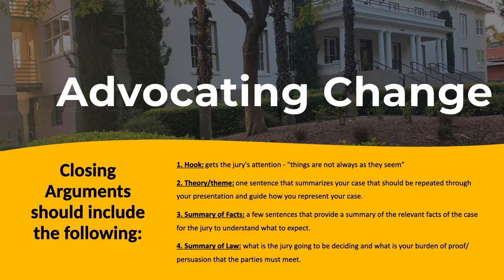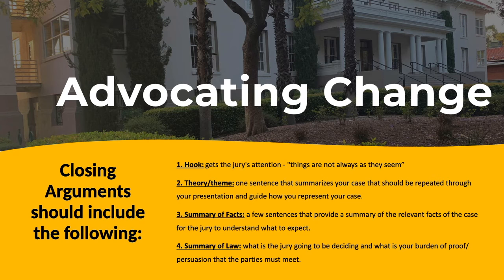There are different parts that make up a closing argument. A closing argument should include a hook, which gets the jury's attention, and a theory or theme, which is one sentence that summarizes your case, should be repeated through your presentation, and guides how you represent your case. A summary of facts, which is a few sentences that provide a summary of the relevant facts of the case for the jury to understand what to expect.